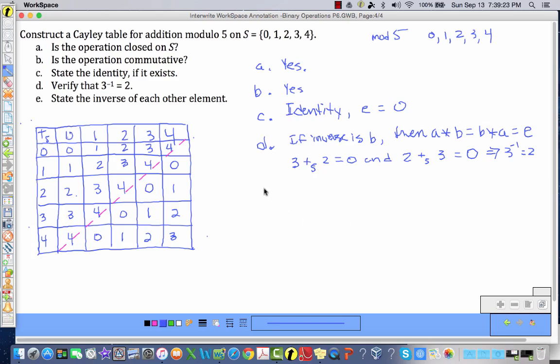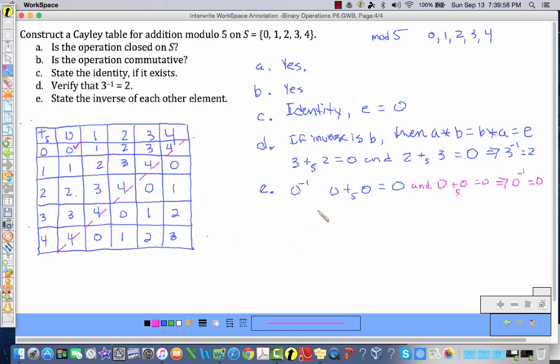Well, what about all the other elements? State the inverse for each of the other elements. Okay, well, let's start with 0. So 0 plus 0 is equal to the identity element right here. Maybe I should go in pink. That would be easier. And if I go the other way, starting with this 0, I get the same thing. And 0 plus mod 5, 0 is equal to 0. So that implies that the inverse of 0 is equal to 0.